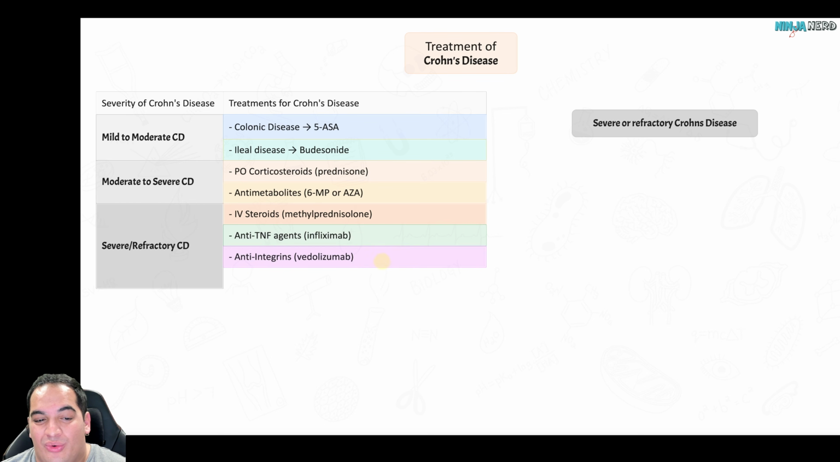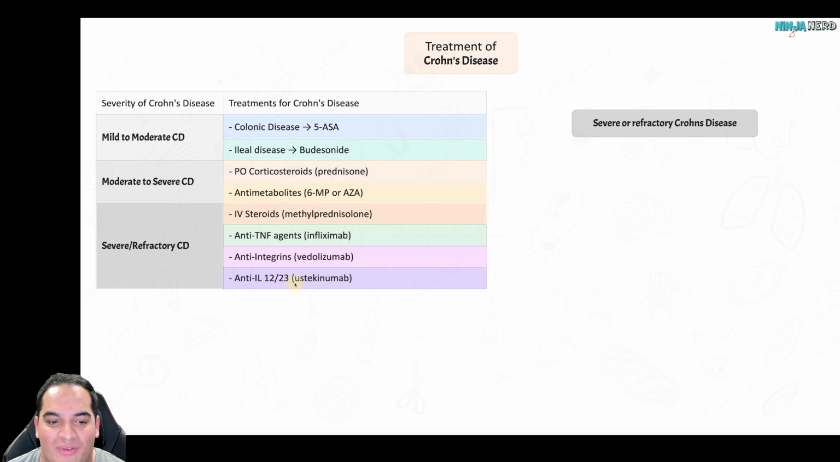Another drug that can be utilized is anti-integrins, vedolizumab. And the last one is interleukin 12 and 23 inhibition, which is ustekinumab. These work on a couple different pathways, and they're usually used as alternative agents instead of infliximab. Or if infliximab fails, you can try these agents. So let's put this together. Patient comes in, they have really bad Crohn's, a lot of the local and extraintestinal complications, and they're not getting better with a lot of the therapies that we're giving them. You can give them methylprednisolone to put them into remission, or infliximab to put them into remission.